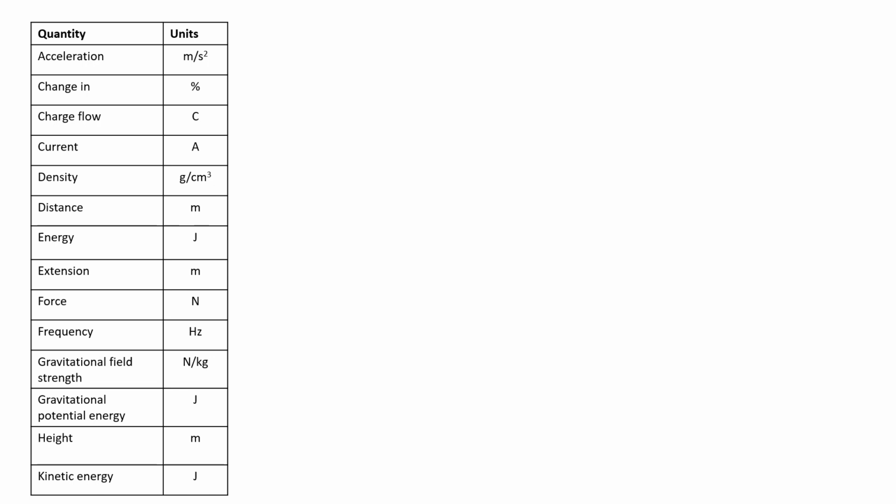Charge flow, C, is for coulombs. Now coulombs is a bit weird because it's C-O-U-L-O-M-B. Coulomb, it's got a B on the end of it. Current, the A stands for amps. Density is then grams per centimetre cubed. Distance, meters. So for a window in this room that I'm in at the moment, it'll be 5 metres. Energy is joules. So if ever I say the word energy, you always say joules.